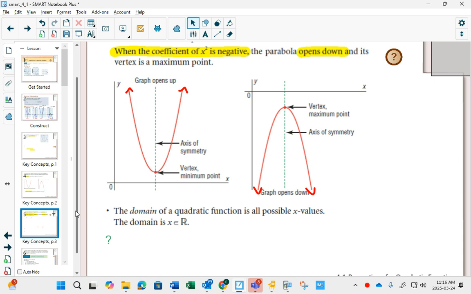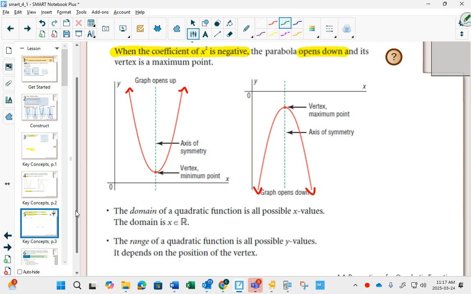The range, though, depends on what your y value is. So here, if this point happened to be at, for example, (3, 1), we would say the range for this one is all the y values bigger than or equal to 1, because the 1 would be the minimum. It has every single x value, but the y values are always bigger than or equal to 1. So with that in mind, we can go to example 1.